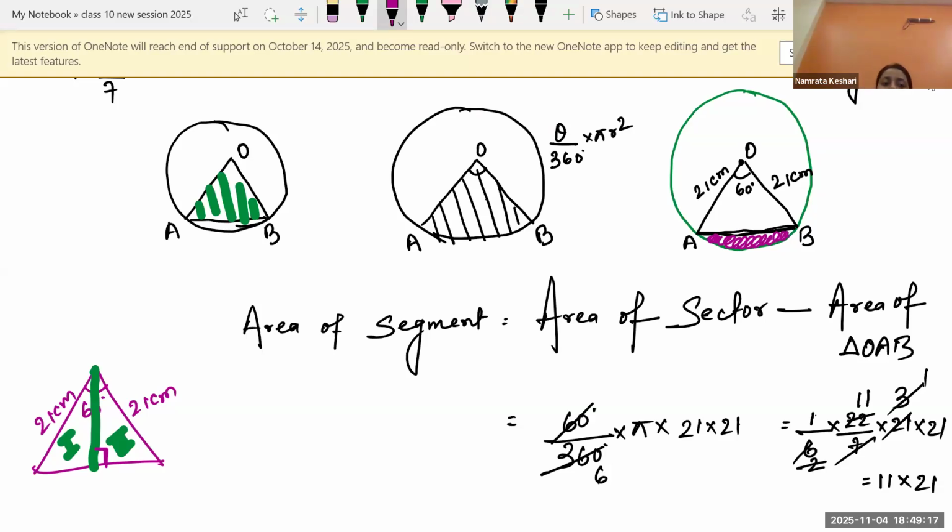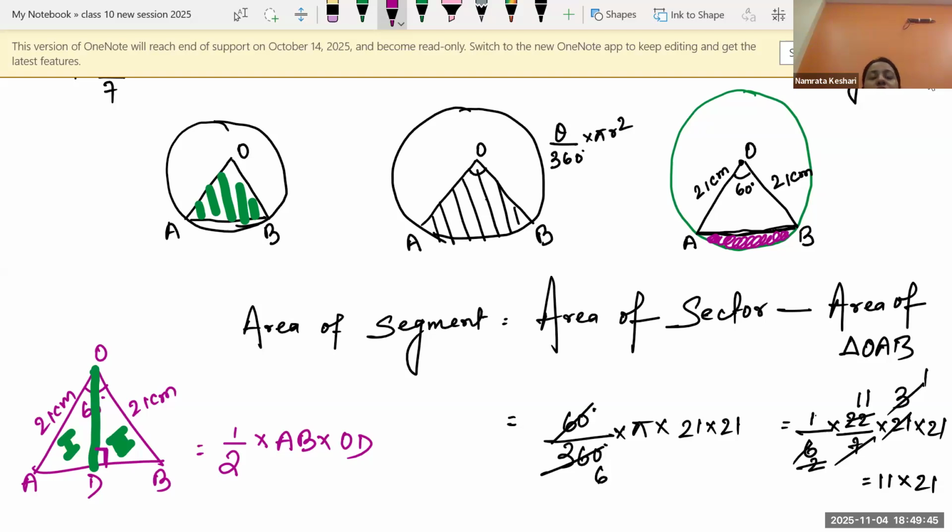This triangle is triangle OAB. So basically we are trying to find the area of the triangle by using the formula 1 by 2 into base, which is AB, into height, which we have dropped from the vertex. So we can call the height OD. Now do we know OD? No. Do we know AB? No. Can we find it? Yes, we can find AB.